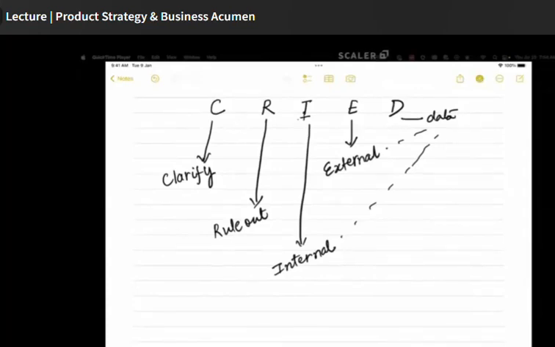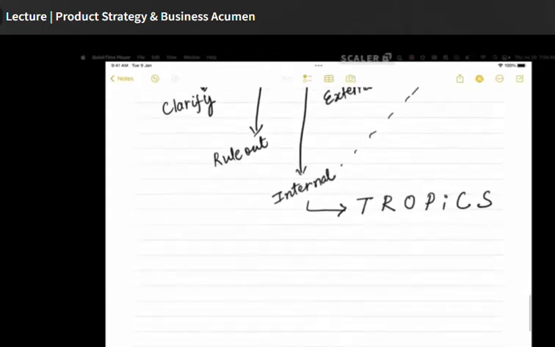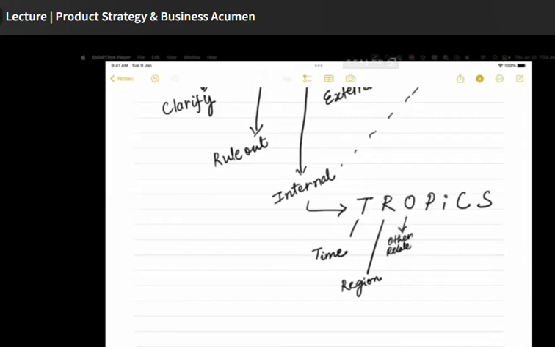So we have CRIED, and then when you analyze internal data, we also have one more acronym which is called TROPICS, where T stands for time. Is there any time related issue? Like a lot of you asked last week, what date, what time, which week, etc. R is region. Somebody also asked, is it in a specific location or is it happening everywhere, the Facebook event clicks? O is other related factors. I'll talk about this problem in a minute and I'll explain you the related factors. Someone talked about, is it a platform issue?